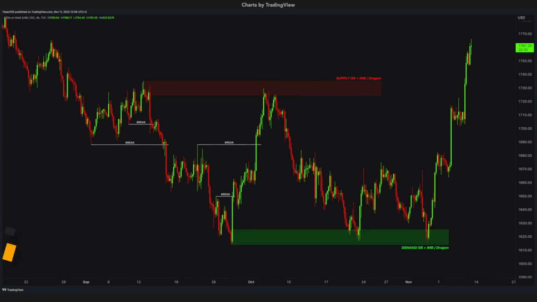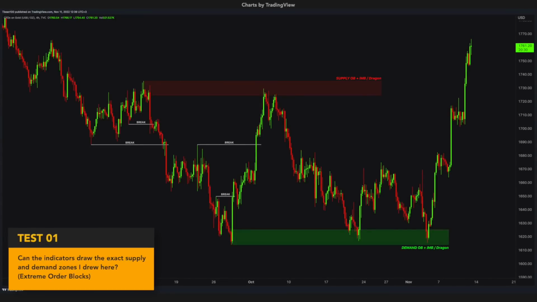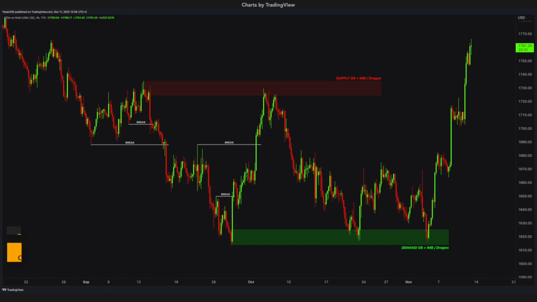Let's talk about the test environment. I created 2 different tests. This will be my first test. I drew them myself. These are extreme points of supply and demand after high quality breaks. What I want to see is if these order block indicators can identify these areas. What I mean is I want to see if these indicators can think like me.